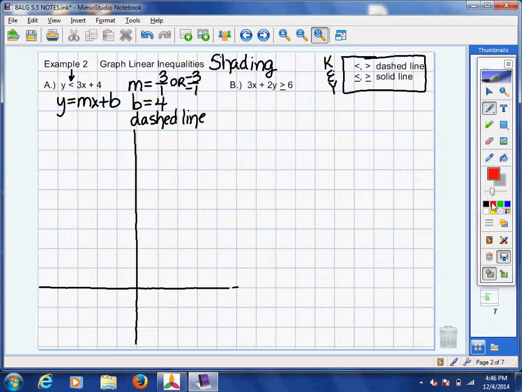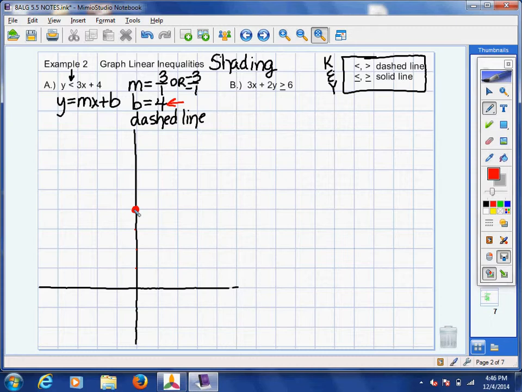All right, now remember, when we graph out a slope-intercept form, you're always going to start with the y-intercept. So find positive 4 and mark it. That point is on our line. Now we're going to use our slope to find a couple of other points.